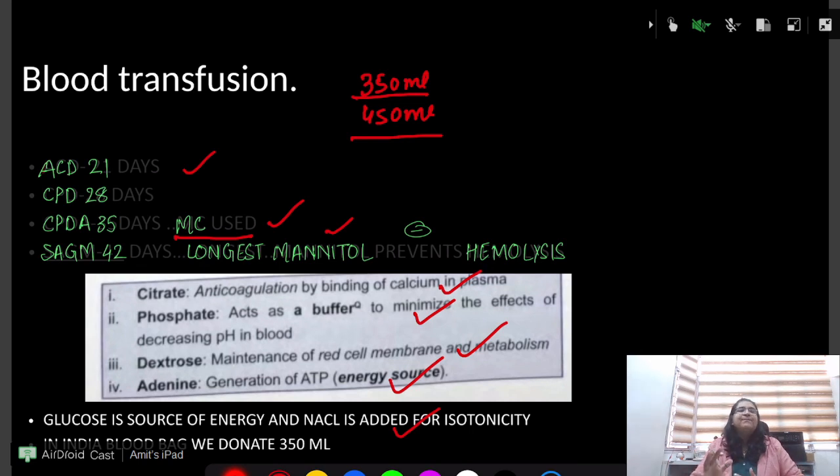Right, so this is very important. Shelf life, minimum, maximum, mannitol. Why is mannitol added? Because mannitol prevents hemolysis. All of this is a question.